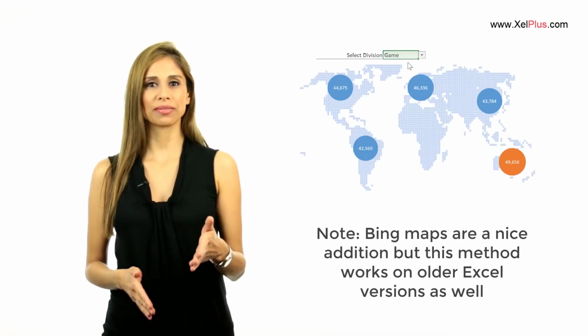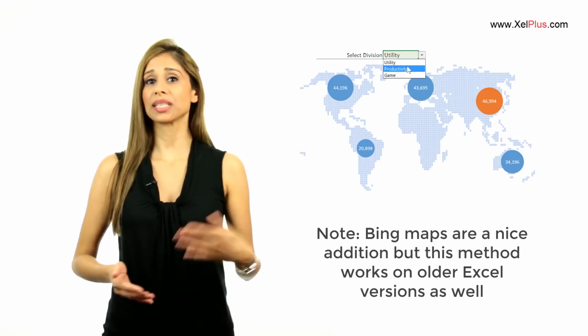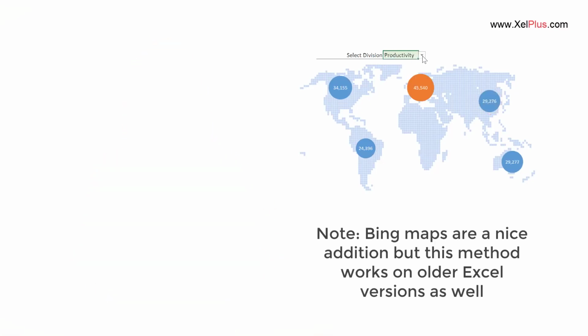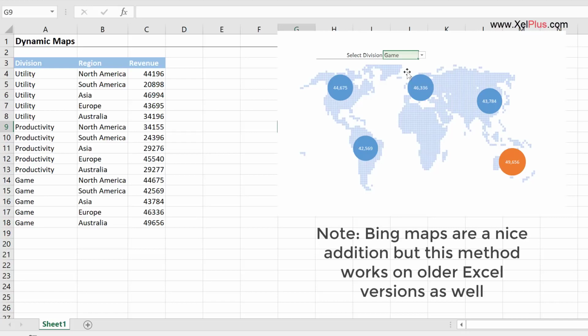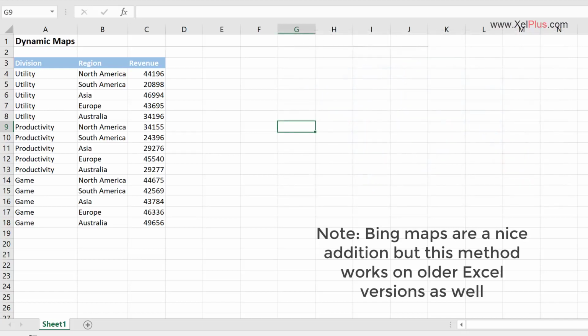In this video, I'm going to show you how to create a dynamic map which shows any KPI that you want by geography for a specific company, division, or product. So basically, we're going to be adding interactivity to the map. Let's set this up from scratch.